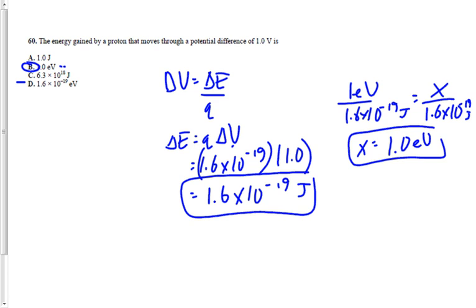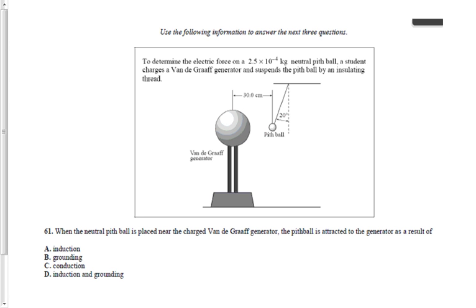Okay, let's take a look at multiple choice number 61 now, please. Actually, you can do 61 and 62 together. So 61 will be multiple choice number 1. 62 will be multiple choice number 2. Let's have a look here, everyone. Question number 61 says, when the neutral pith ball is placed near the charged Van de Graaff generator, the pith ball is attracted to the generator as a result of what?